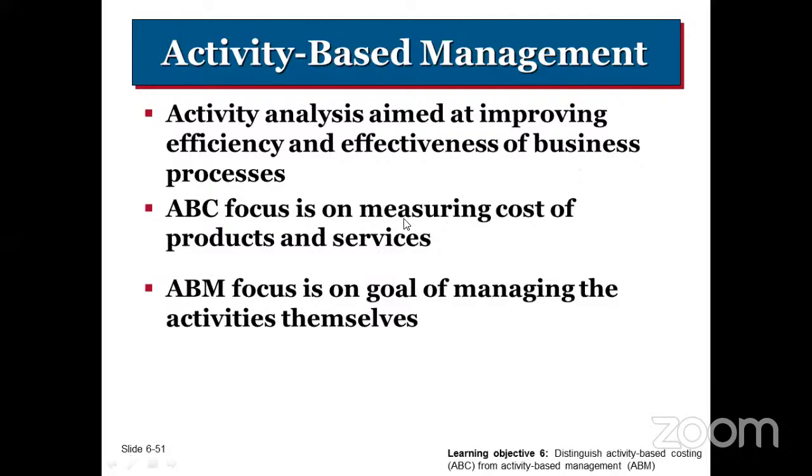So activity-based management is more or less something to do with activity-based costing. Activity analysis aims at improving the efficiency and effectiveness of processes. Efficiency means how fast you can get things done. Effectiveness is how accurately you get things done, so you make the product right, make the quantity right. Efficiency means you make it faster compared to the old way. That's the difference. ABC is focused on measuring the cost of products and services. ABM is focused on the goal of managing the activity, how to manage it to make it more efficient and more productive.